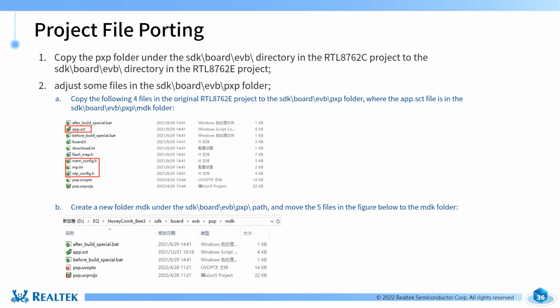A. Copy the 4 files in the original RTL8762E project into the SDK/port/evb/pxp folder, among which the app.sct file goes in the SDK/port/evb/pxp/mdk folder. B. Create a new folder MDK under the SDK/port/evb/pxp/ path. Move the 5 files in the figure below to the MDK folder.